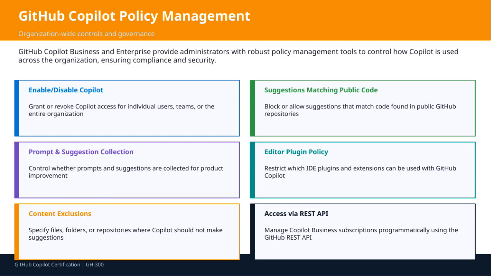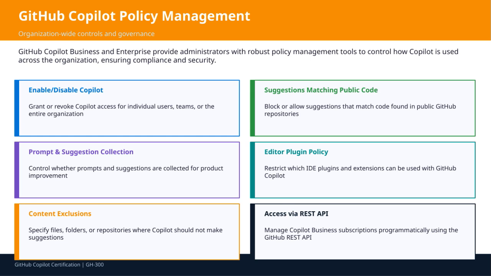GitHub Copilot Business and Enterprise offer powerful policy management features that help organizations maintain control and security when using Copilot. Administrators can enable or disable Copilot for specific users, teams, or the entire organization, giving precise control over access. There's also the ability to manage suggestions that match code found in public GitHub repositories by either blocking or allowing these, which helps ensure content compliance.